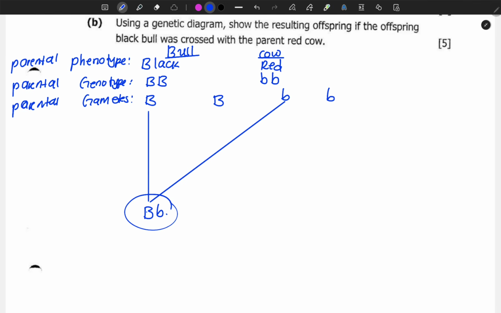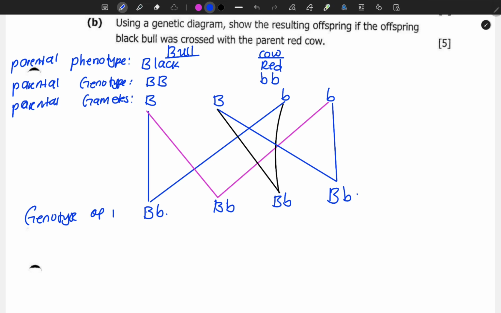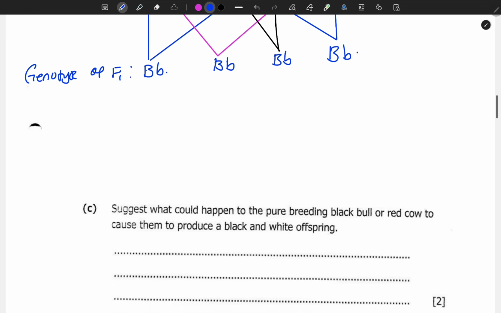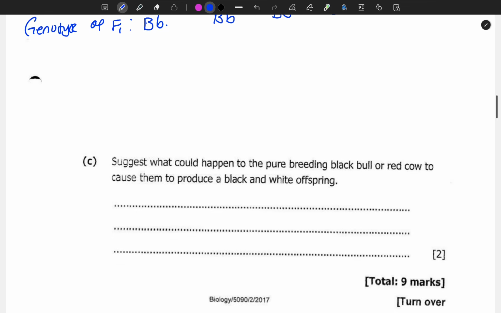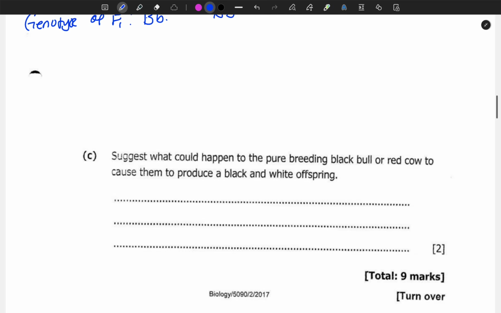So this offspring was a black color because the capital letter B is dominant. So genotype of F1. As you can see, it's simple. Now suggest what could happen to the pure breeding black bull or red cow to cause them to produce a black and white offspring.